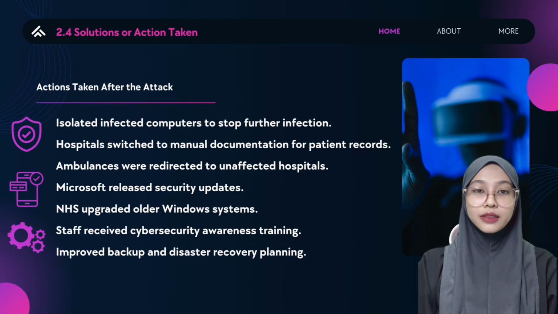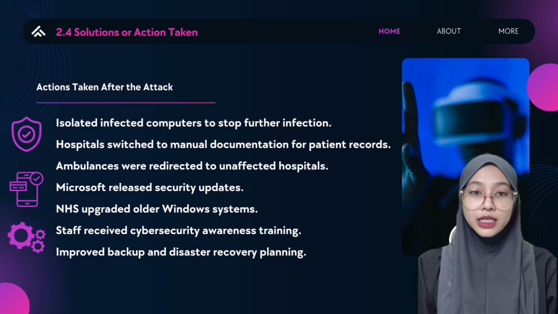After the attack, the infected computers were isolated to prevent further damage. Since many systems were unavailable, hospitals used manual paperwork to continue patient care. Ambulances were redirected to hospitals that were still operating normally. Microsoft released security updates, while the NHS upgraded outdated Windows systems. Staff also received cybersecurity training, and organizations improved their backups and disaster recovery plans.